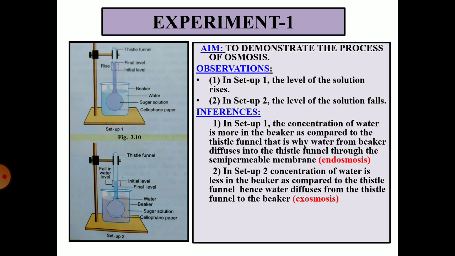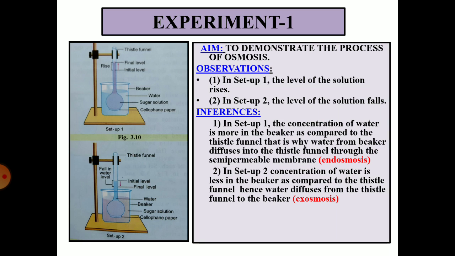What does this mean? 20% is solute and 80% is solvent. That means there are 80 molecules of water inside the thistle funnel and outside is pure water, that is 100% water. In the second setup, what we do is just the reverse.